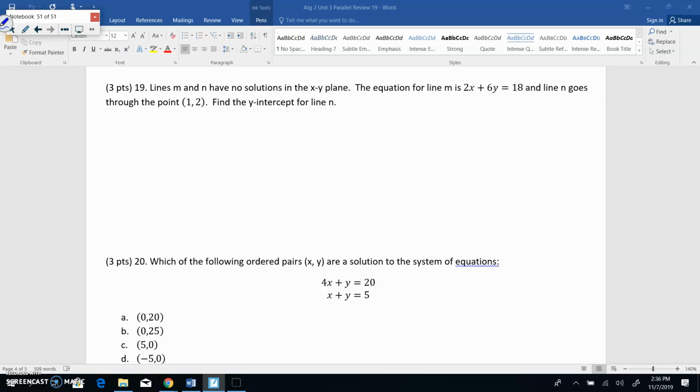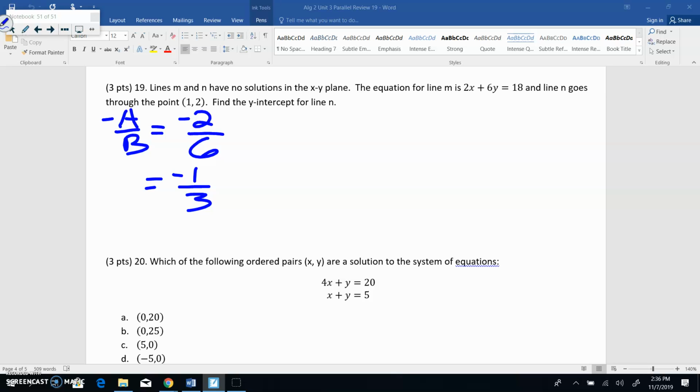Remember, if we are in standard form, the slope of the line is the opposite of A over B. So for us, A is 2, so the opposite would be negative 2. B is 6. I look if I can reduce this. I can. It's going to reduce to negative 1/3.